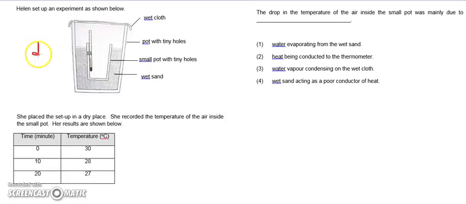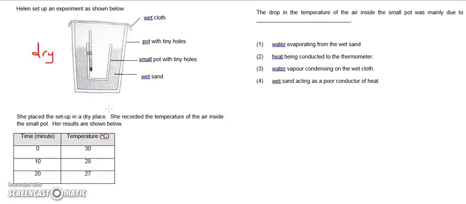I better write that down in case I forget. Dry outside and wet inside. Alright, she's recorded the temperature of the air inside the small pot. Her results are shown below. At 0, the temperature is 30 degrees, but as the time goes from 10 to 20, it drops about 2 to 3 degrees Celsius.